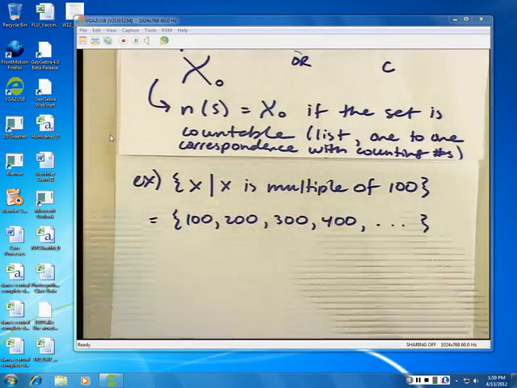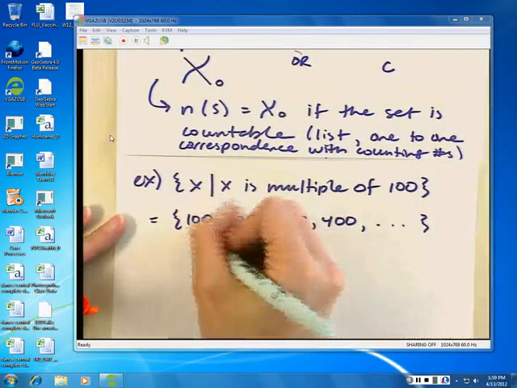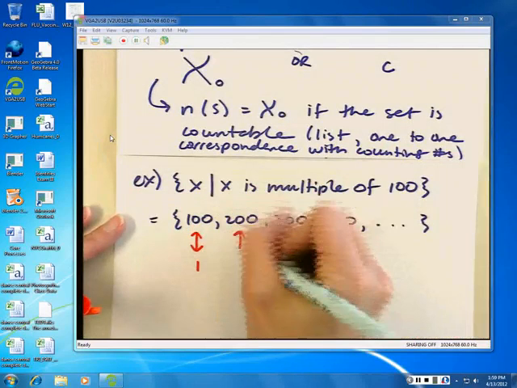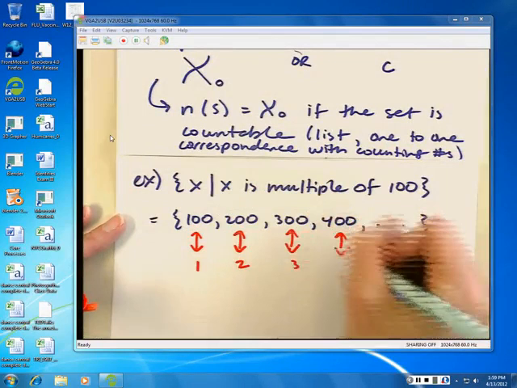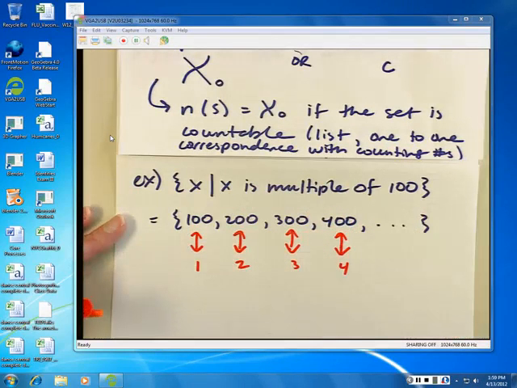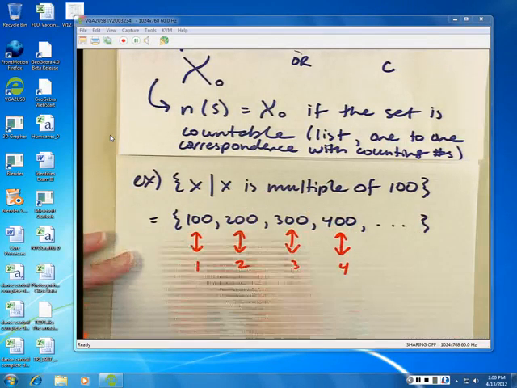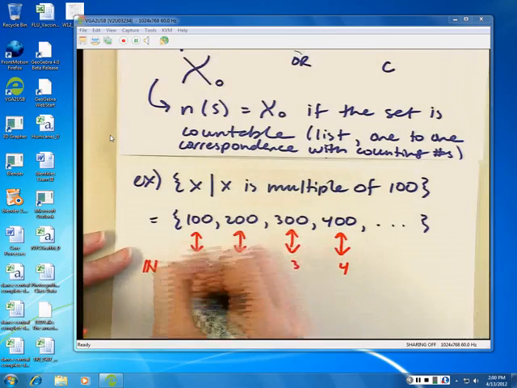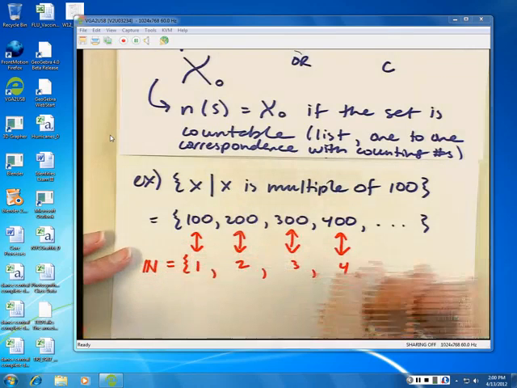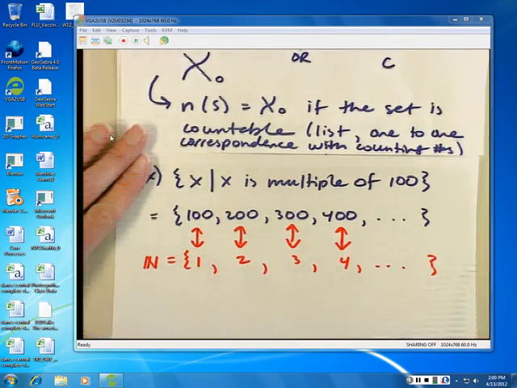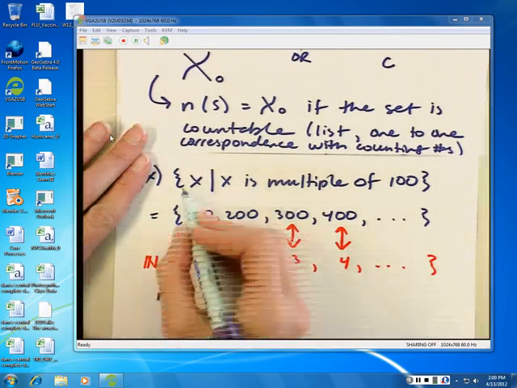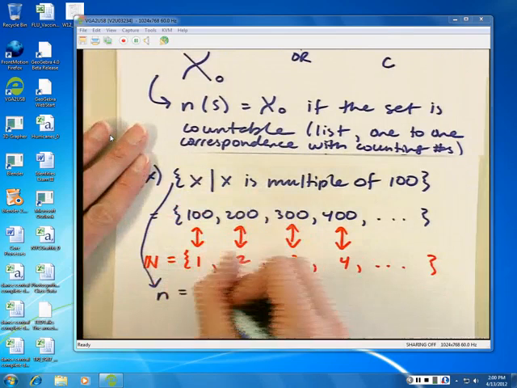Here comes my 1-to-1 correspondence. I have a first element, a second element, a third, a fourth, and so on. So see how I can say this is countable? Because I can assign each of these values to a counting number. So this is the set of natural numbers or counting numbers, and I've created a correspondence between that set and my set, which means that the number in this set is aleph not.